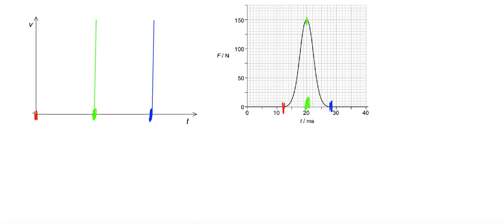Okay, construction lines, you don't need to draw them. It will be easier for me. So what happens at the beginning? Force increases, which means the ball accelerates at a bigger and bigger rate, so the velocity of the ball increases at a bigger and bigger rate.